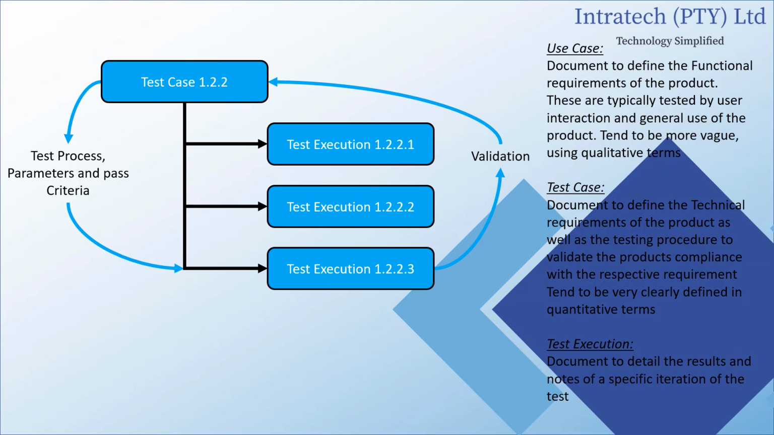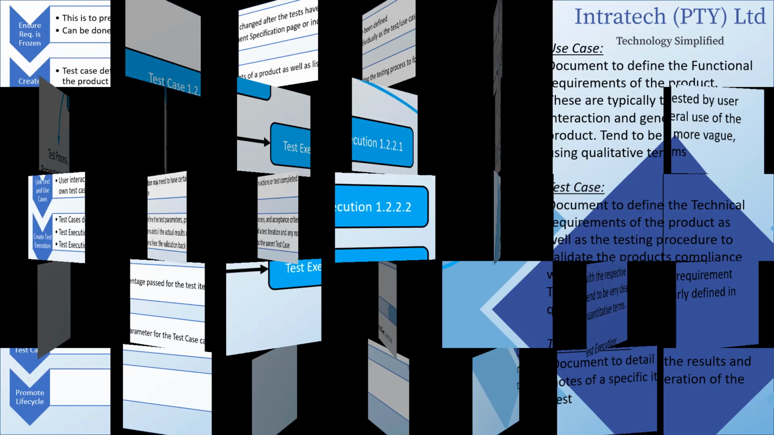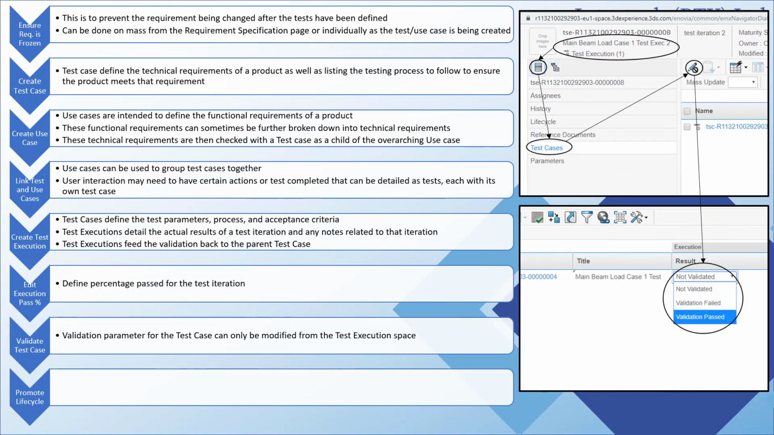Validation of the test case is not done from the test case itself, but rather from the test execution that received the suitable pass. Remember that test cases feed the requirement, procedure, and acceptance criteria down to the test execution. Validation works in the opposite manner, as the validation is declared in the test execution, and this validation is then fed back up to the test case. With this structure in mind, the validation parameter is modified in the test execution space.